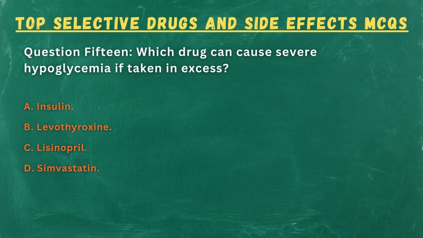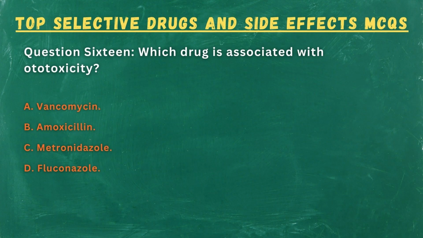Question 15. Which drug can cause severe hypoglycemia if taken in excess? A. Insulin. B. Levothyroxine. C. Lisinopril. D. Simvastatin. Answer. A. Insulin.